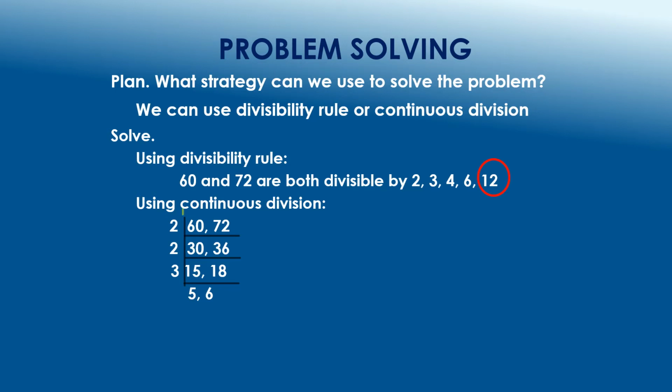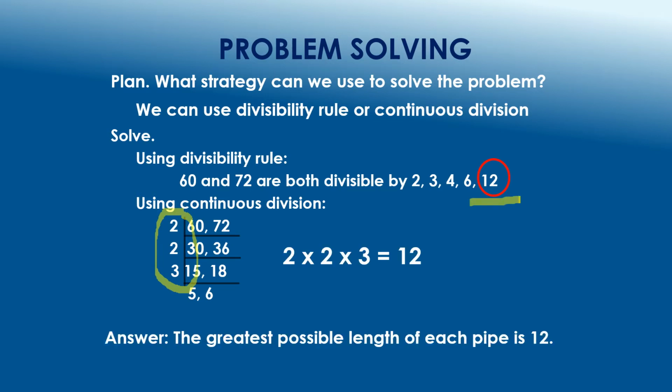Okay, we will just multiply 2 times 2 times 3. So we will still get the same answer, which is 12. So the answer is, the greatest possible length of each pipe is 12.